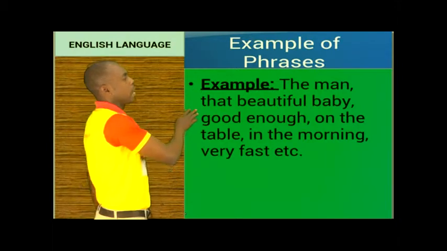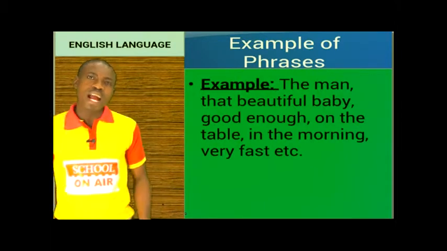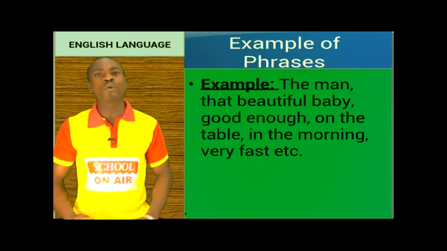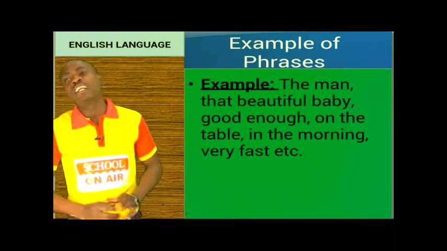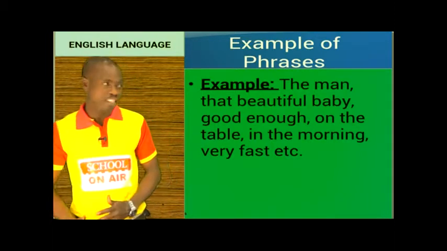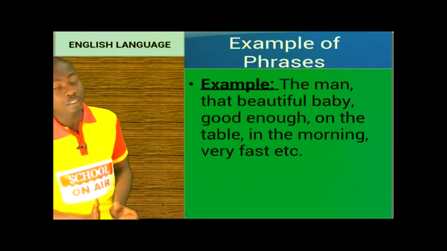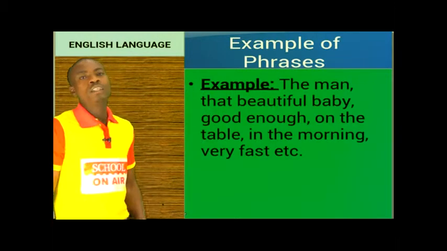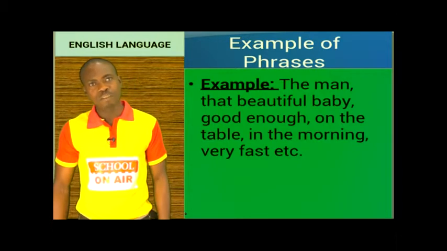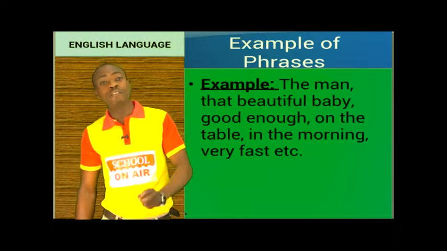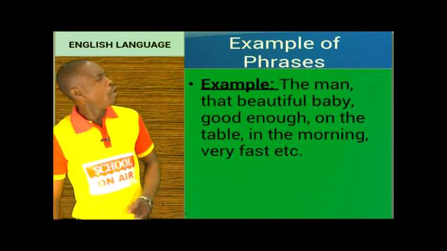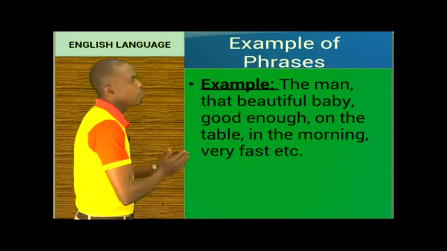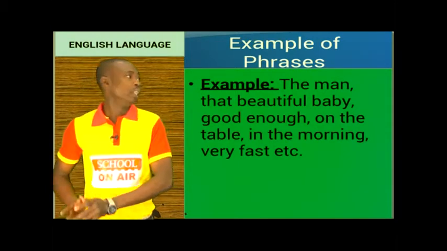The third example we have on the board here is good enough. Good is an adjective. Enough is also an adjective. Good enough does not contain any finite verb, so it's also a phrase. This may not be a noun phrase, but it can be an adjectival phrase, or even an adverbial phrase, depending on the way you construct your sentence. We have another structure here, and that is on the table. On the table can be a prepositional headed adjectival phrase or a prepositional headed adverbial phrase, depending on the way we construct the sentence. But all we need to know here is that it does not contain any finite verb. It begins with the preposition on, then the article the and the noun table.